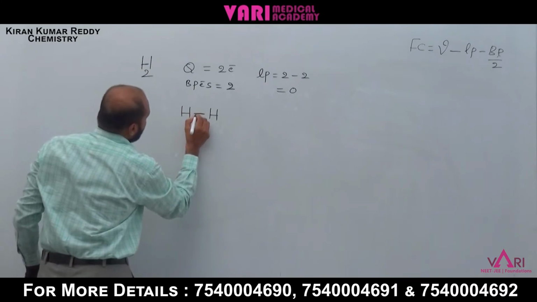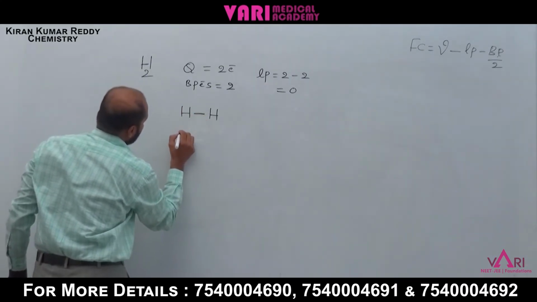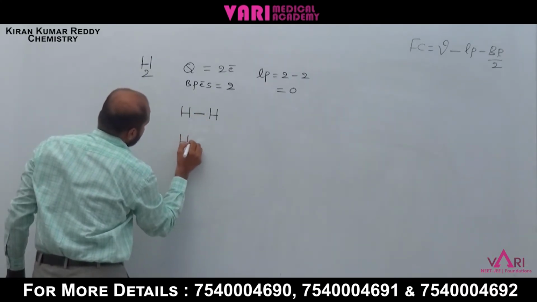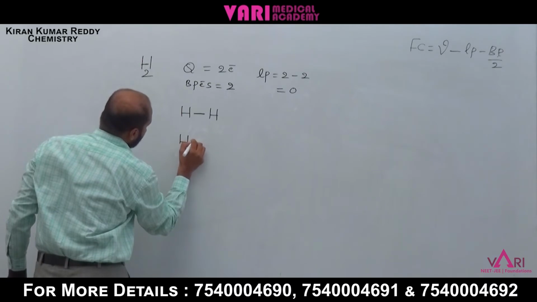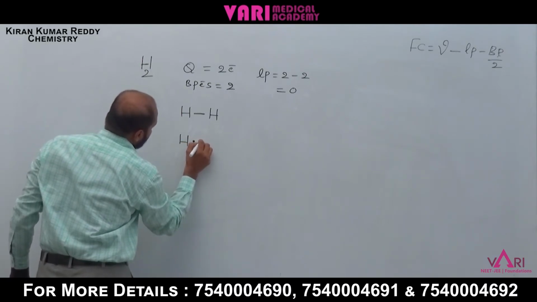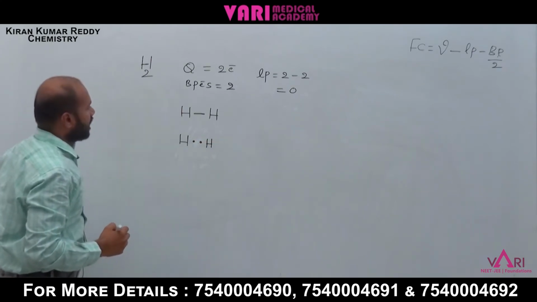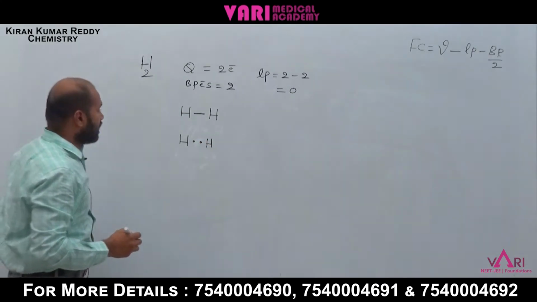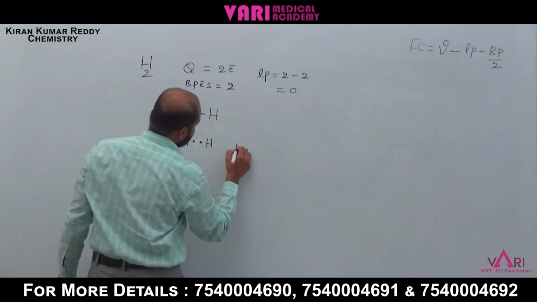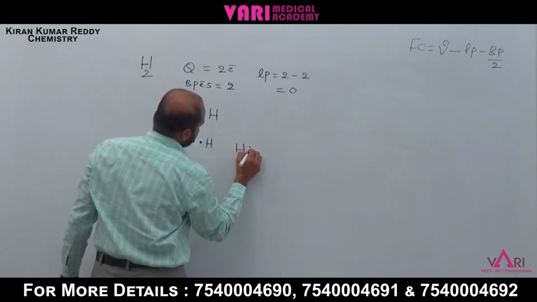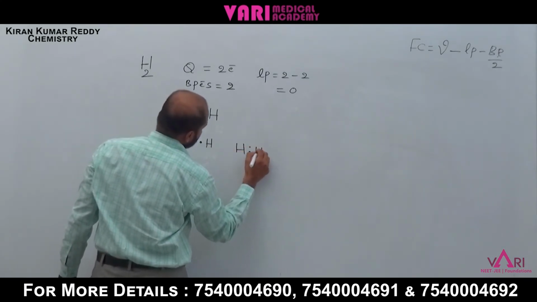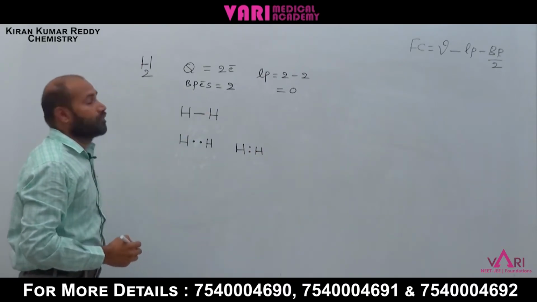Now this is the Lewis dot structure. If you write the Lewis dot structure, this is one of the electrons, here is another electron. This one is the Lewis dot structure of hydrogen. If you write another one also, we can write like this also. Lewis dot structure of H2.